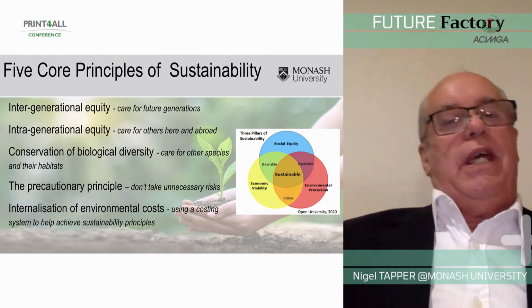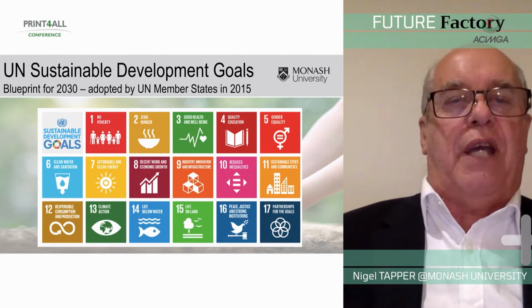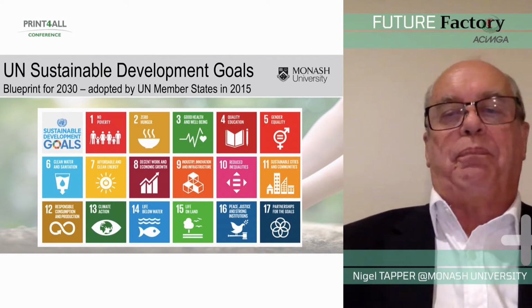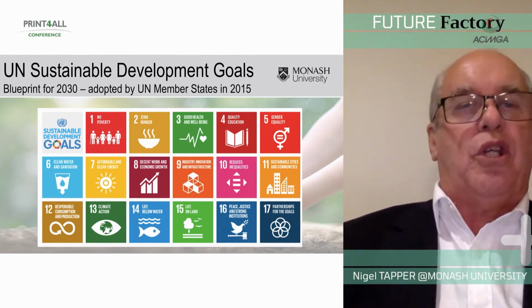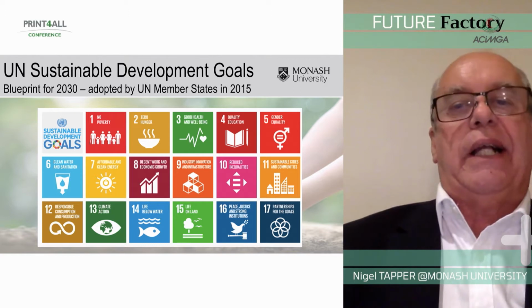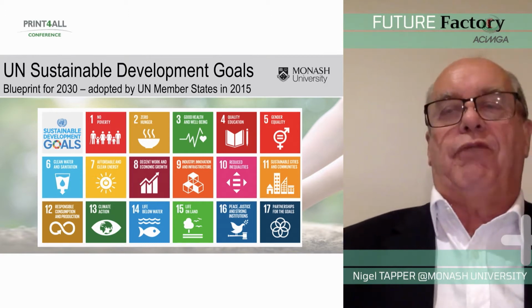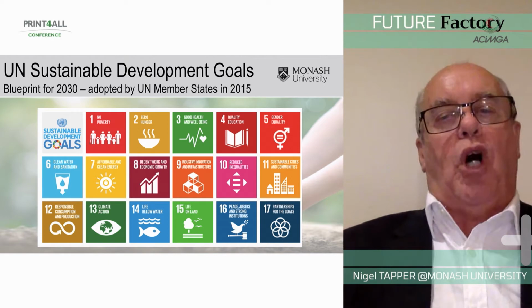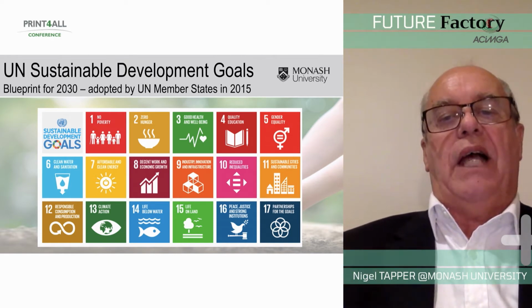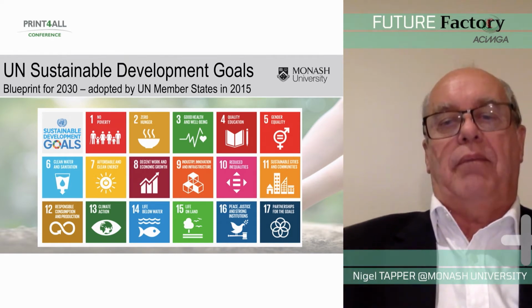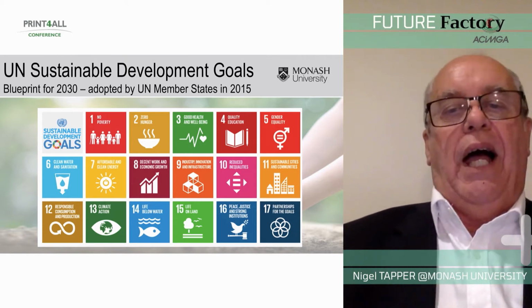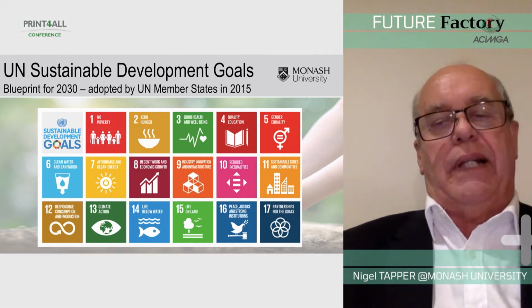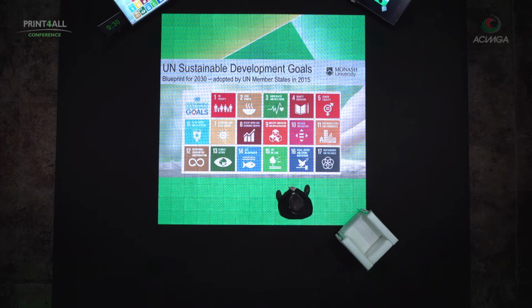So in 2015, the United Nations introduced the Sustainable Development Goals, the UN SDGs. This was a blueprint for 2030. These were goals that we, as a globe, as a community of nations, were to work towards by 2030. And you can see that there are 17 Sustainable Development Goals.